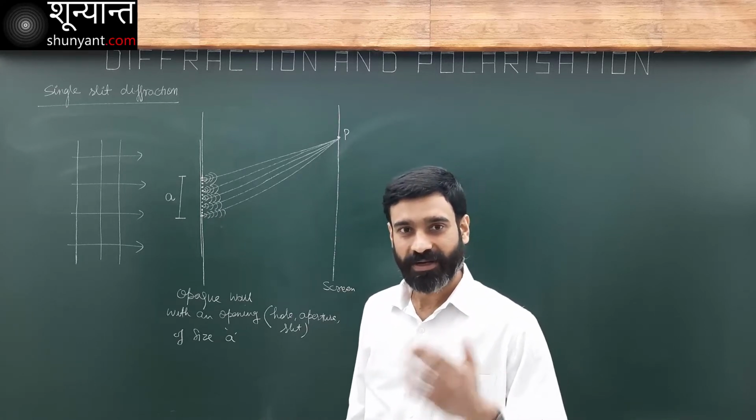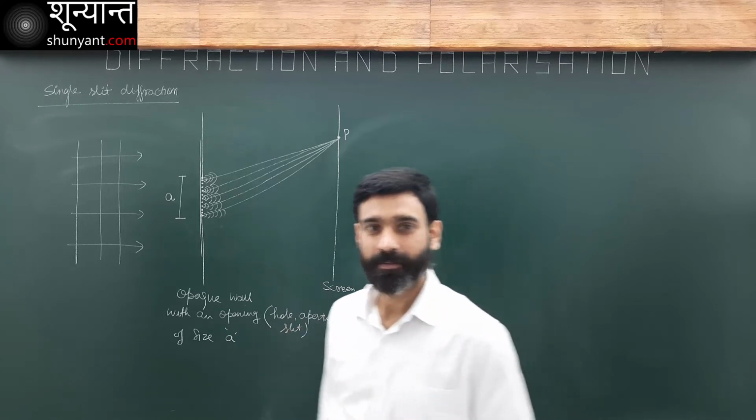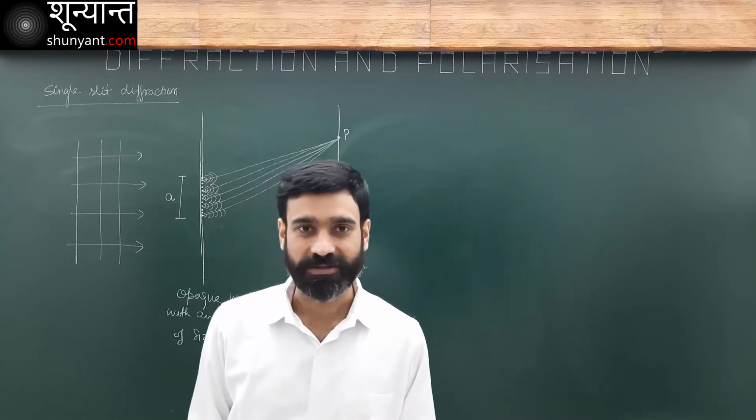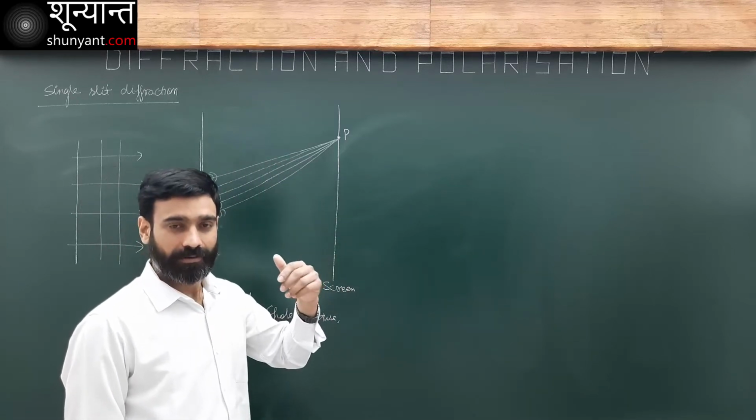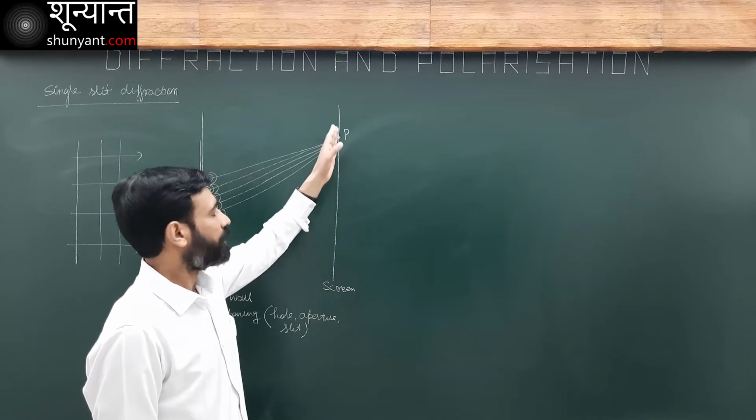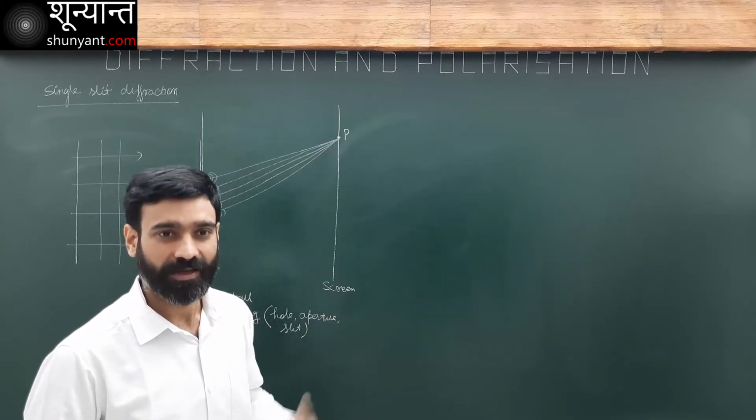Generally, it is called a diffraction pattern. I want to find where the maxima are, where the bright fringes are, and where the dark fringes are. That's what I want to find. That is our objective: to locate the bright fringes and the dark fringes, where they are.